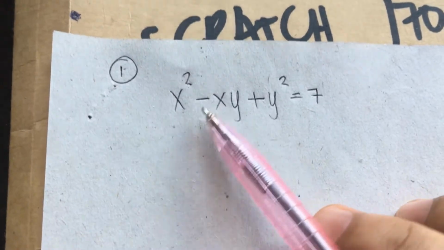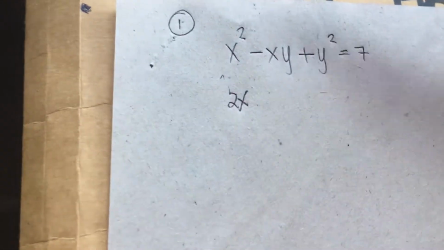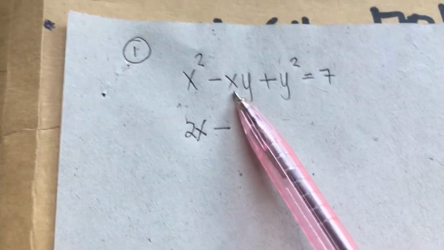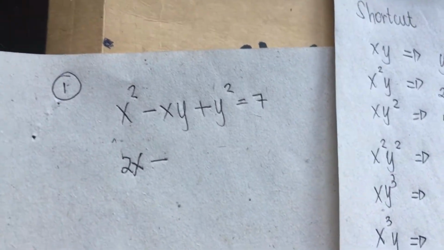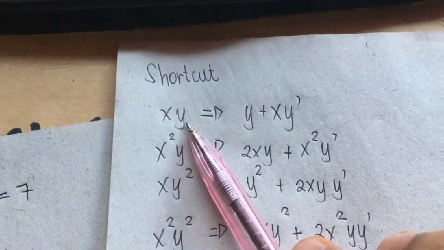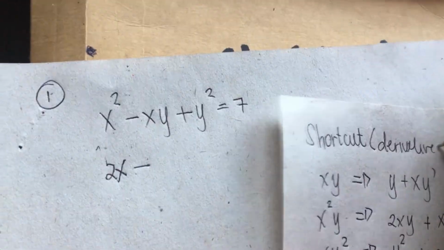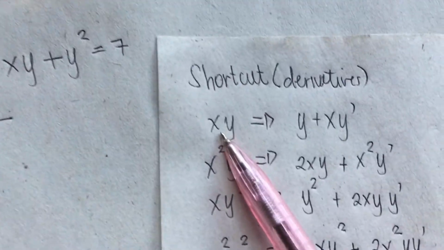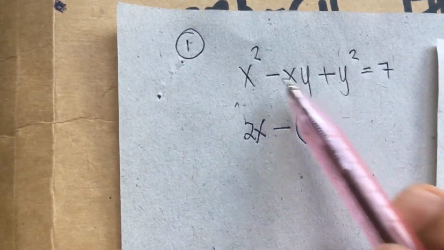The derivative of x squared is 2x. Okay? The derivative of x squared is 2x minus. Sir, paano ito kunin? Okay, this is the derivative of xy. Derivative of xy, we are going to use the shortcut derivatives. The derivative of xy is ito. So, in this problem, minus, open parenthesis, the derivative of xy, gamit ang shortcut, is ito.